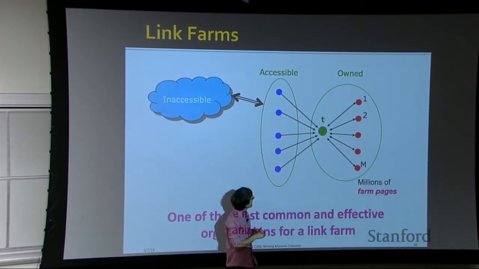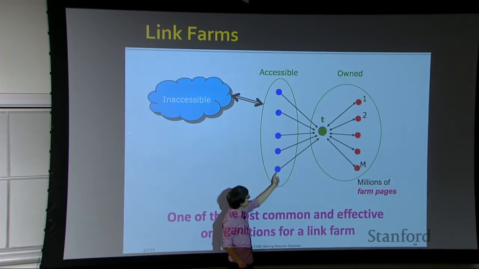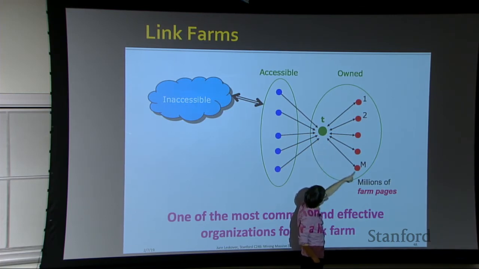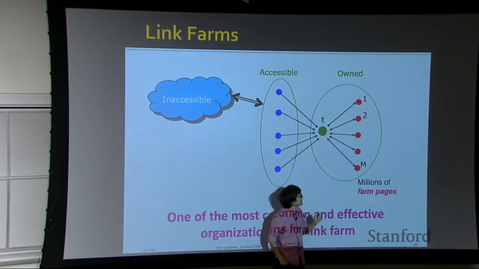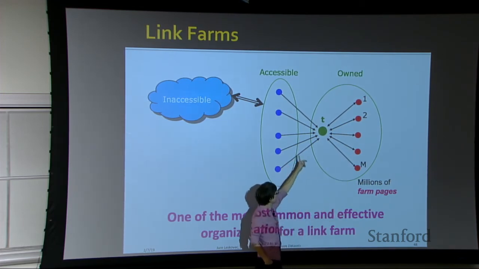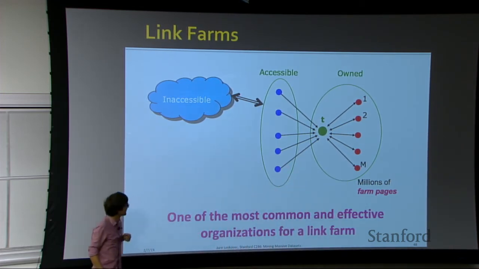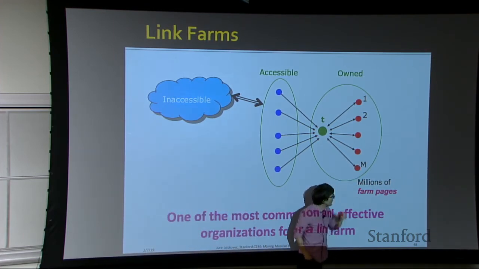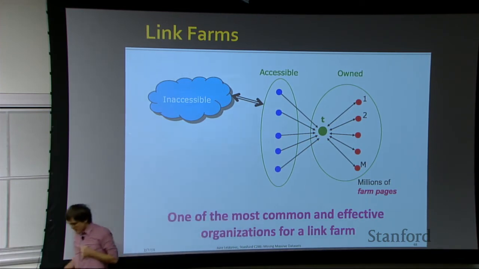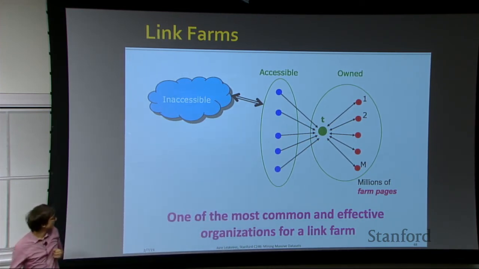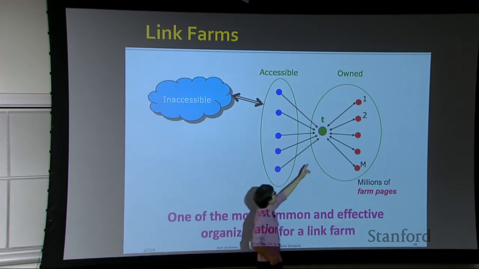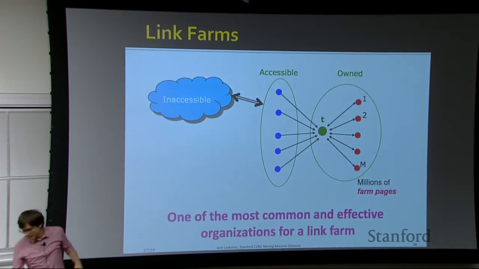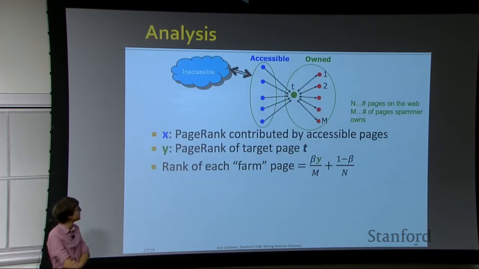And what you can do is the following. From the accessible pages, you create links to your target page. And then the target page links to your owned pages, and owned pages point back. So these links are bidirectional, and these links are unidirectional, right? And let's say we have millions of these pages M that we own here on the right. So now let's try to calculate how much we can boost the PageRank score of page T. Does page T benefit if we go through this elaborate process, and how much does it benefit?